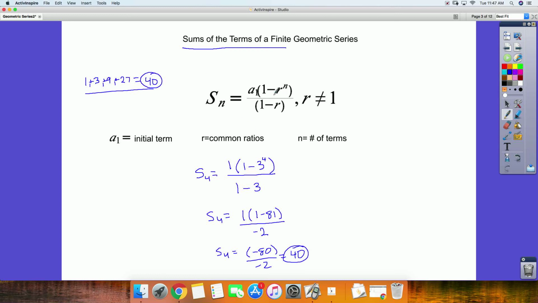So the formula still uses all the same numbers that we need. You just need your initial term, your common ratio, and how many terms long it is, and then you just plug it in. The one thing you do have to remember though, using your PEMDAS, is exponents first.